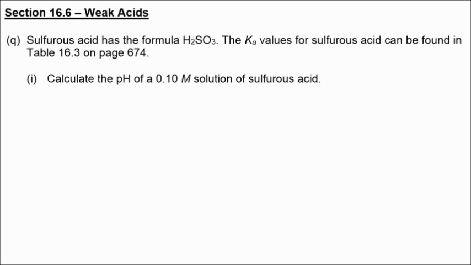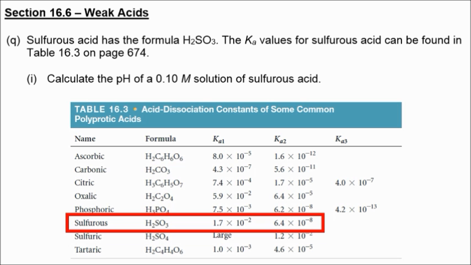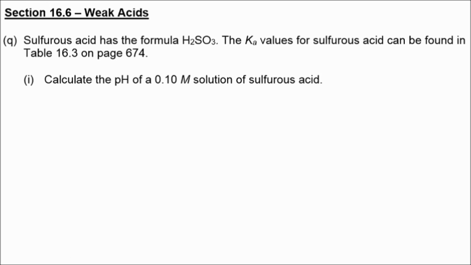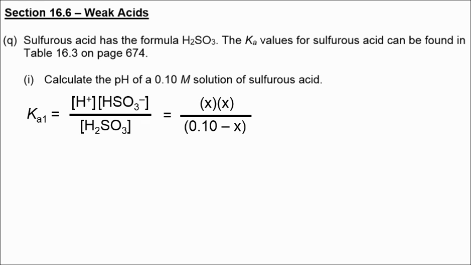The Ka values can be found on page 674. Notice that Ka1 is rather large compared to Ka2: 1.7 times 10 to the negative 2 and 6.4 times 10 to the negative 8. Calculate the pH of a 0.10 molar solution of sulfurous acid. So for Ka1, that's the first ionization. That would be H+ and HSO3-. We'll go ahead and put in values of x and x. We have 0.1 minus x, and that's equal to 1.7 times 10 to the negative 2.